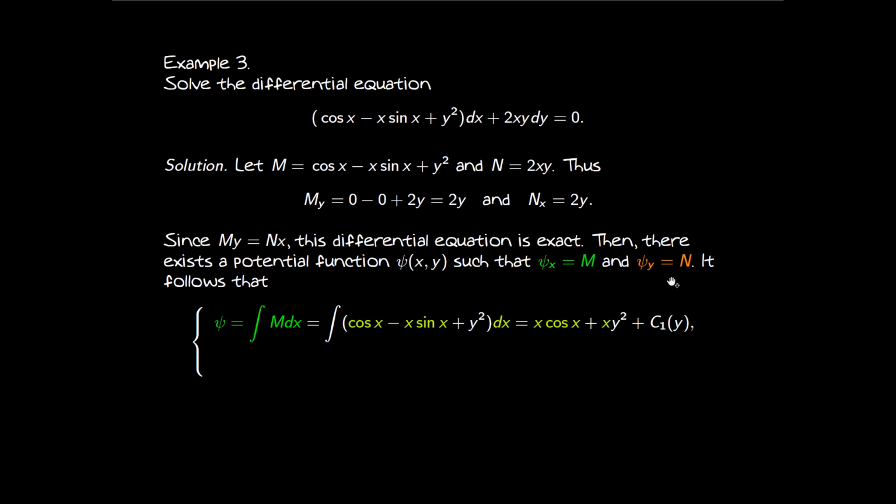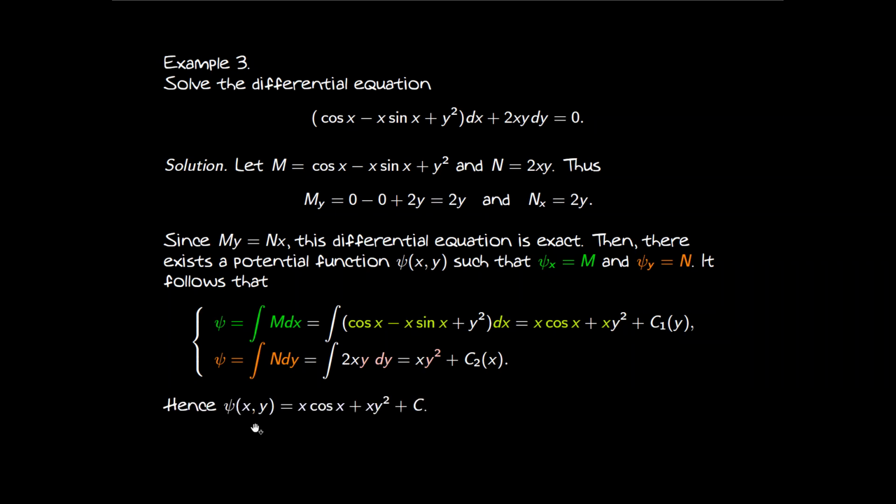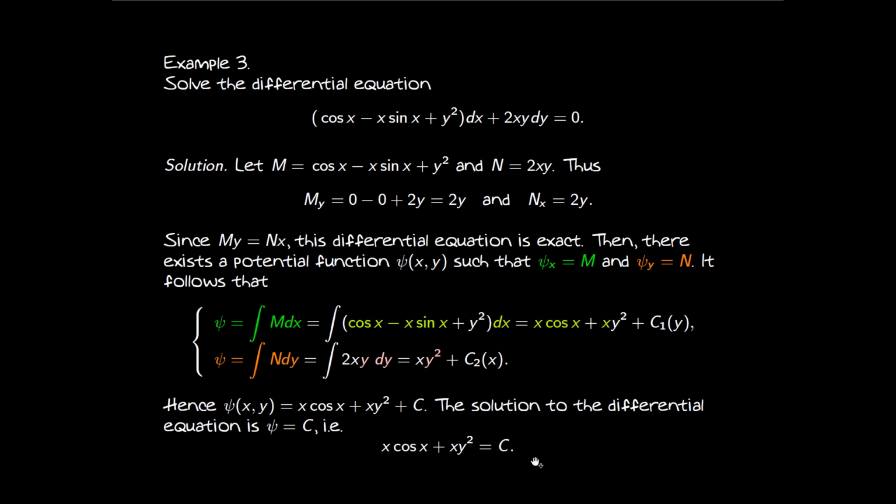Well, the second condition is more straightforward because you have a polynomial here, right? Finally, we collect all the terms from these two expressions, and we get the potential function is going to be x times cosine x plus xy squared plus c. And the solution to the equation is going to be psi is equal to a constant c, which is going to be this.